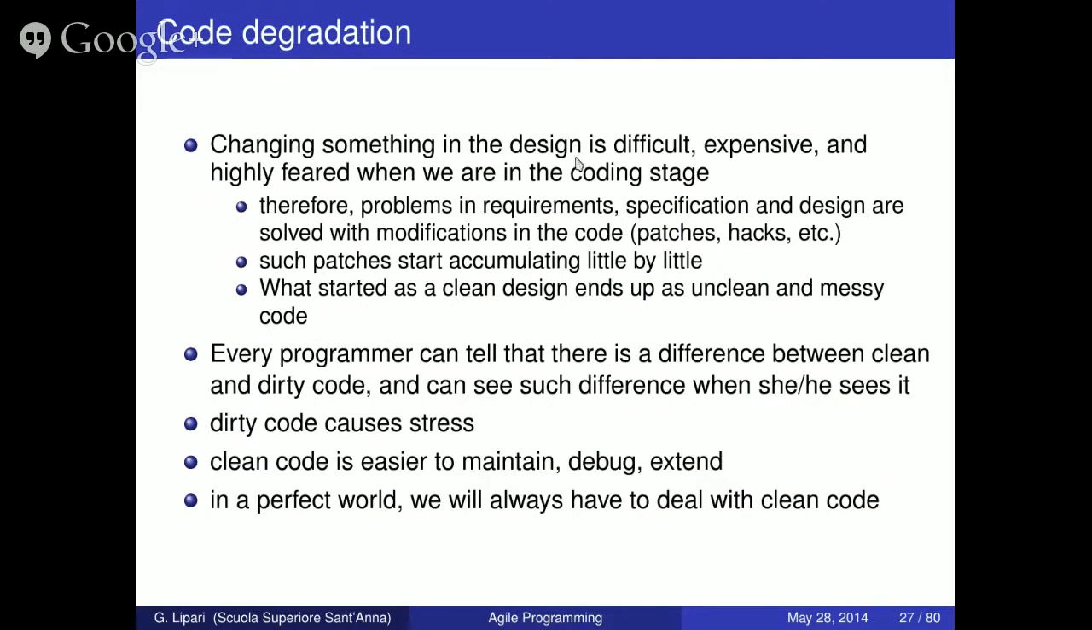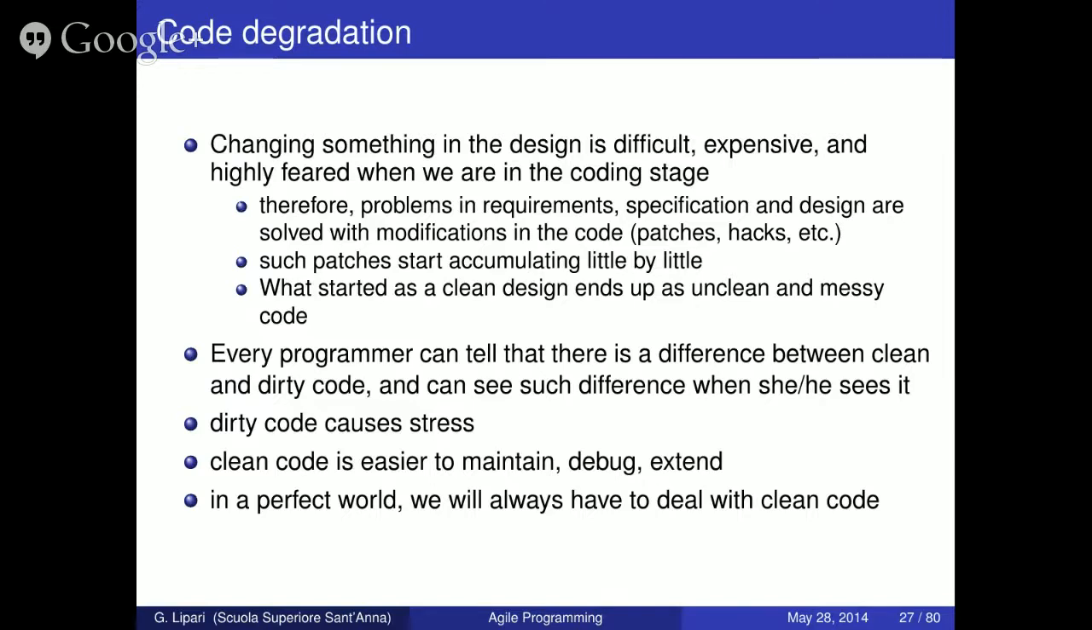Also, changing something in the design is difficult, expensive, and highly feared when we are in the coding stage, because changing the design while we are coding is very difficult. Therefore, problems in requirements, specification, and design are solved by modification in the code. If a requirement was understood in the wrong way, once we realize during coding that it has to change, we do some patches, some hacks, we change something here and there. Maybe we introduce some very dirty tricks just to comply with the requirement.